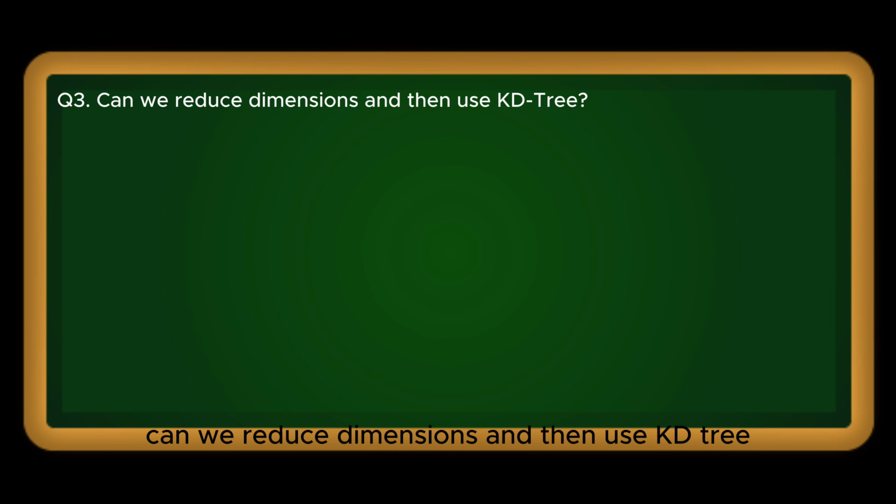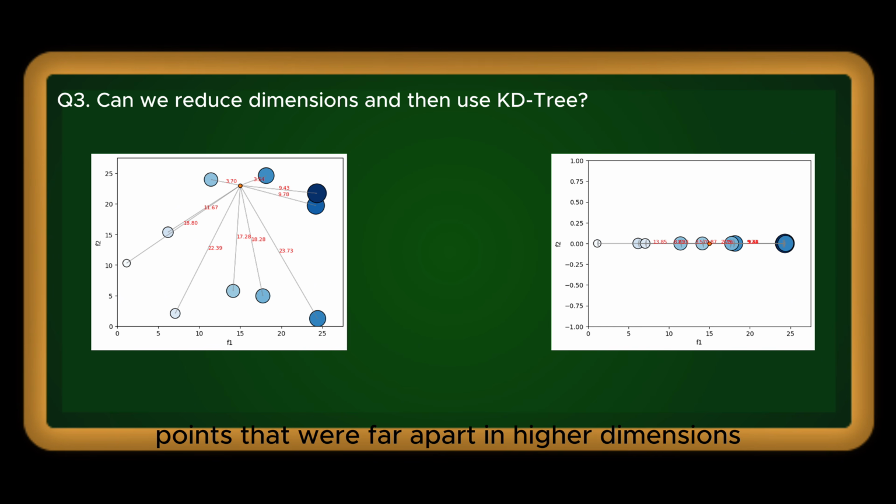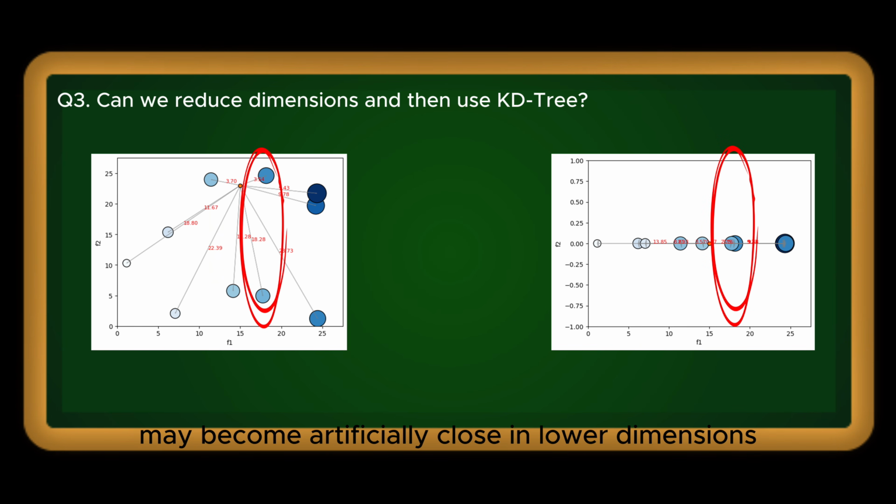Last question. Can we reduce dimensions and then use KD tree? Reducing dimensions might speed up KD tree, but it can distort distances. Points that were far apart in higher dimensions may become artificially close in lower dimensions, leading to incorrect nearest neighbor selection and reducing accuracy.